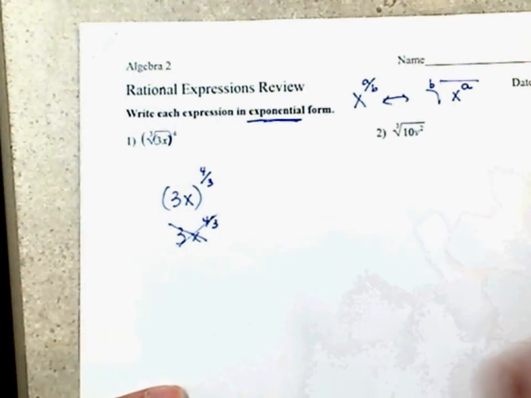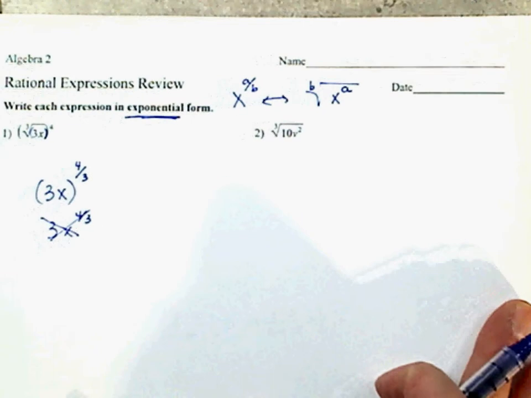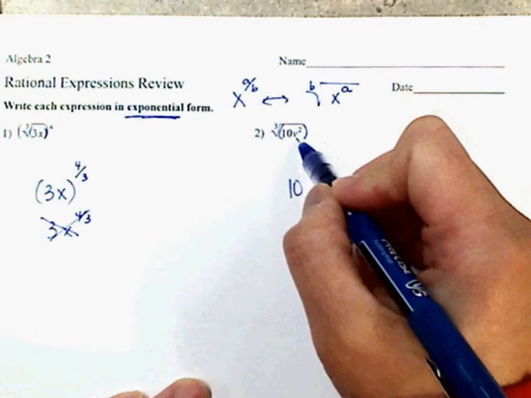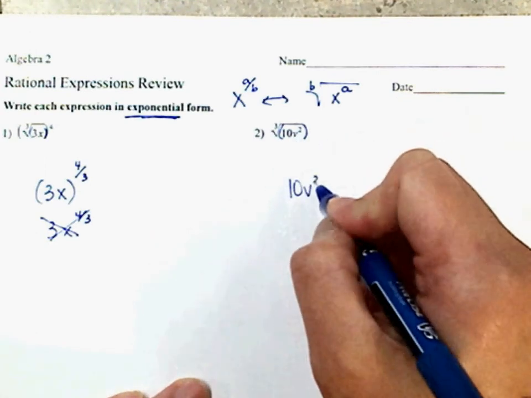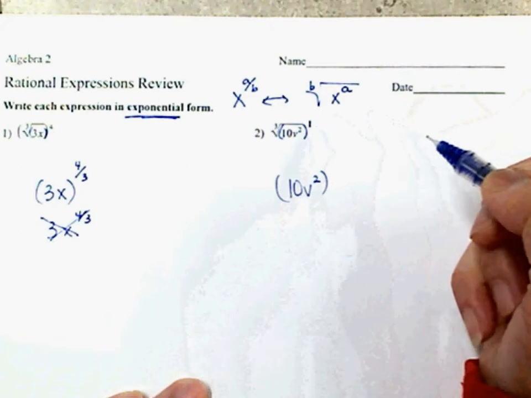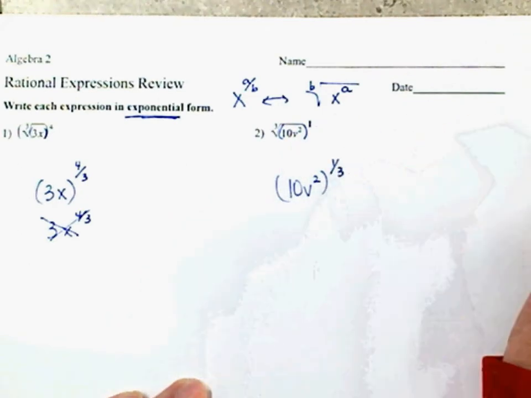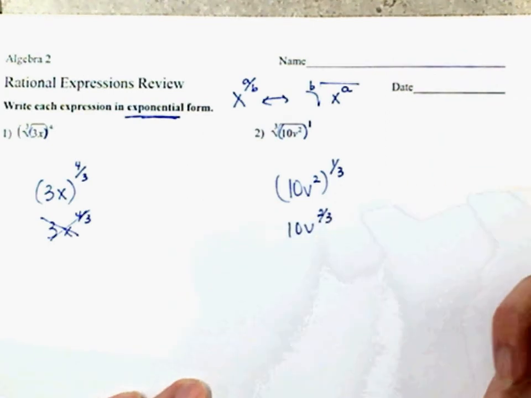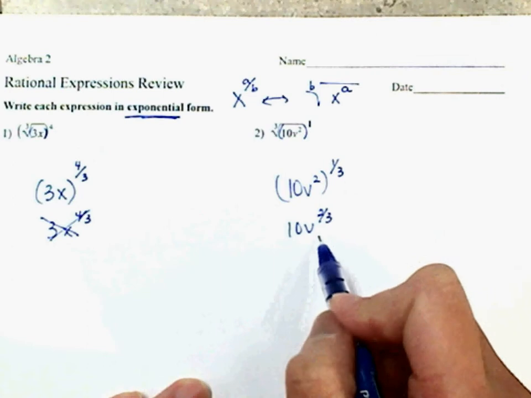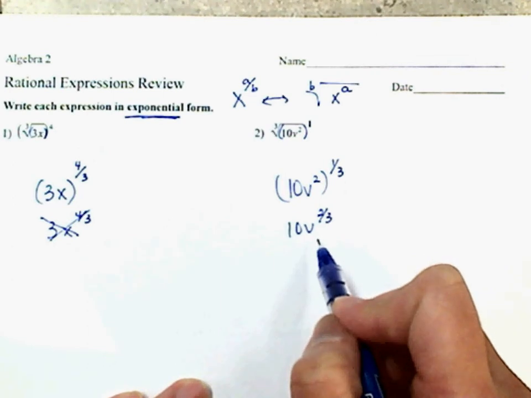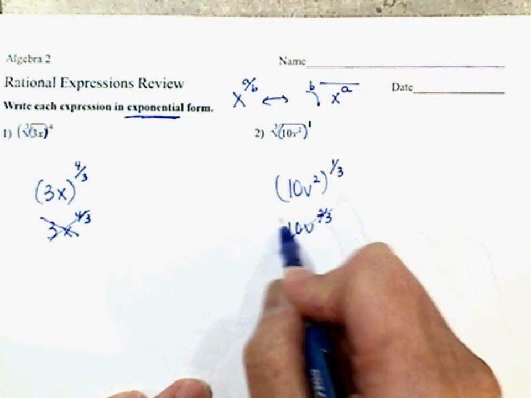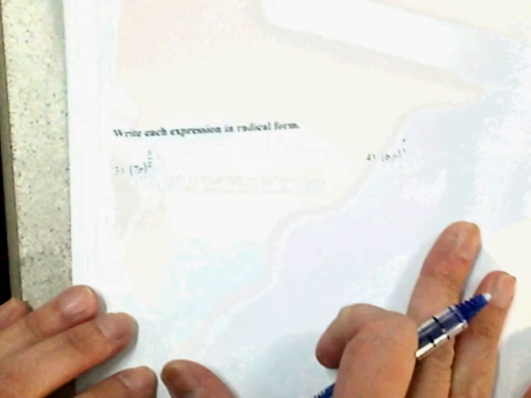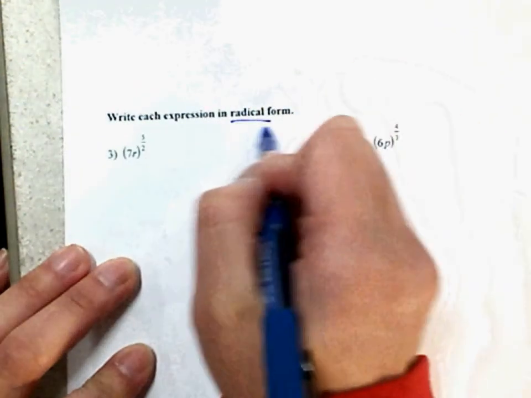Okay? Number 2, writing it in exponential form. Notice the square right here goes with that v, so it stays there. So what is your power right here? A 1. So this is 1 over 3. Okay? If you have 10v and you put 2 over 3, that is wrong, because if it's like this, only the v is being raised to that power. Do you guys see the difference in the two? Not the same, so that's a wrong answer.